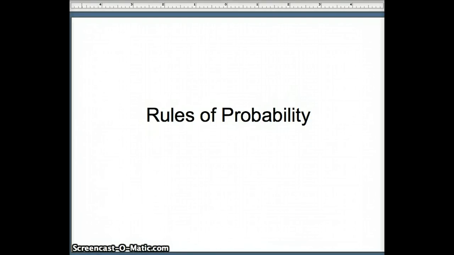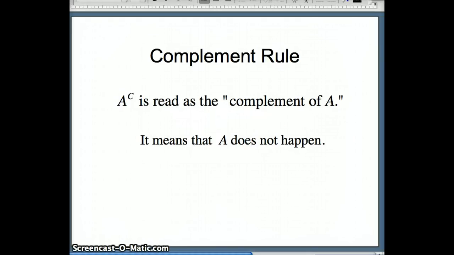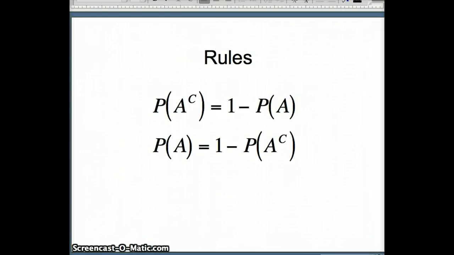In this presentation, we're going to look at the general rules of probability. And the first example we're going to look at is the complement rule. A superscript C is read as the complement of A, and it means that A does not occur. So here's our rules. The probability A does not occur, probability of A complement, is 1 minus the probability A does occur, probability of A. Probability A occurs is 1 minus the probability A doesn't occur.